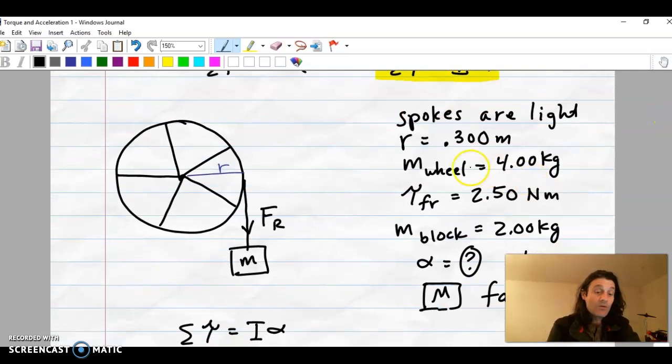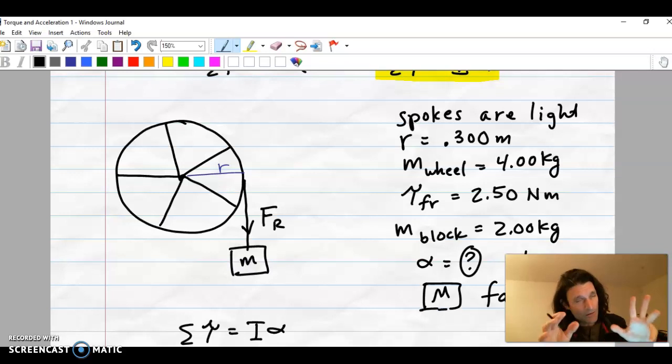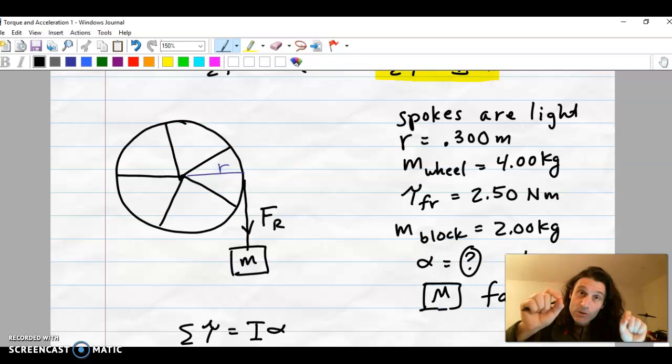They say there's going to be a little bit of friction in the hub of the wheel, in the axle, 2.5 newton meters. Remember, when they talk about a torque, it's a force times a distance, right? A newton meter, okay? Don't replace it with the letter J though, because a torque is a force times a distance that is perpendicular to each other, all right? A newton meter that's replaced with the joule is when the force and the distance are parallel to each other, all right? Those are two very different things, okay?